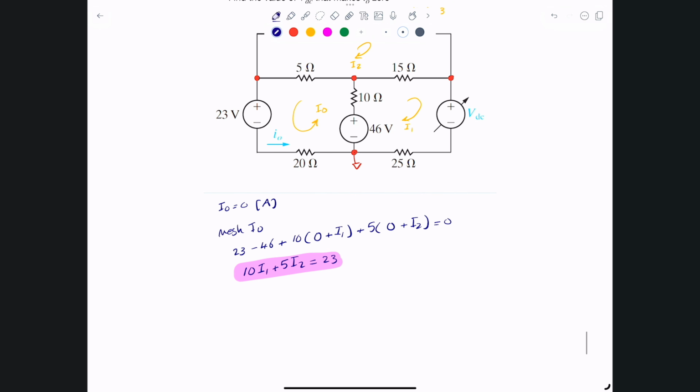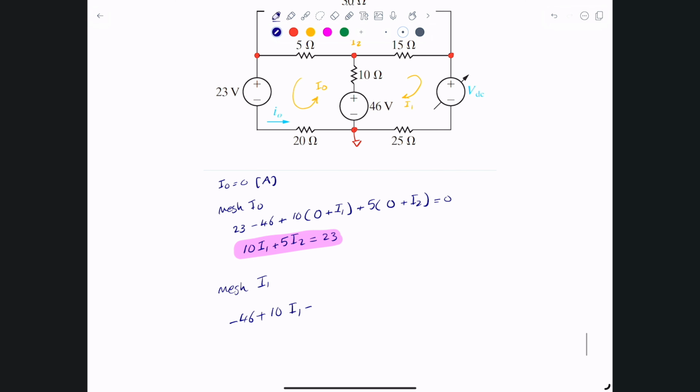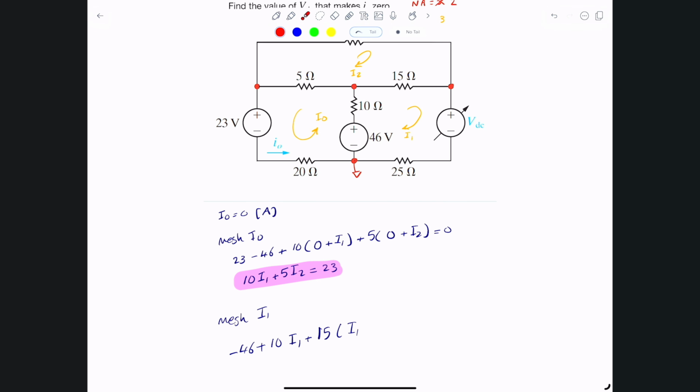We write one for mesh I1. So for mesh I1, I'll start from here. Okay, so we'll do negative 46 plus 10 times I1, plus I0, which is 0, so I don't care about it, plus 15 I1, and I believe the I1 and I2 are in opposite direction. I1 is that way, I2 is that way, so it has to be negative I2. I believe plus VDC, that's what I'm looking for, plus 25 I1 equals 0.